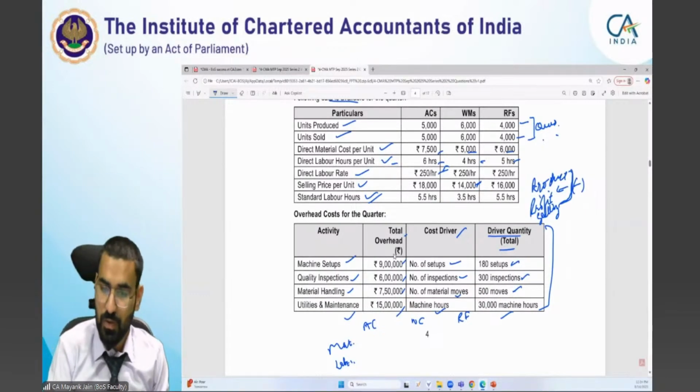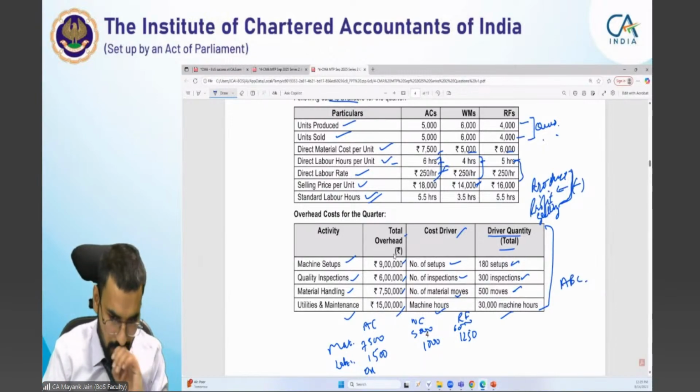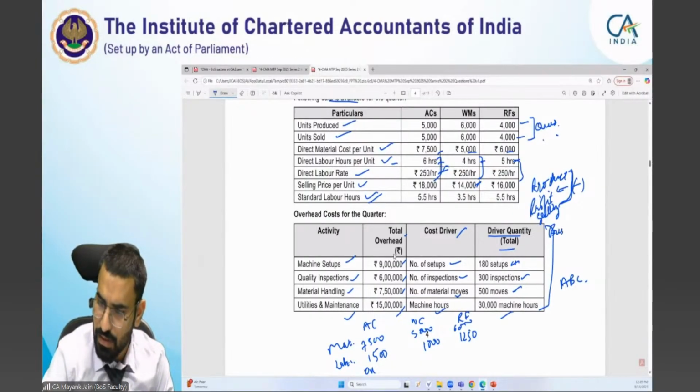और हमारे पास कितने रुपए पर आवर का रेट है वो हमारे पास गिवन है. हमारे पास टोटल लेबर आ जाएगी 6 into 250, 4 into 250, and the 5 into 250, which is 1500, 1000 and the 1250. मटेरियल हमारे पास 7500 हो गया. हमारे पास वॉशिंग मशीन का 5000 हो गया, and the 6000 for the refrigerator. Now we have to calculate the overhead. ओवरहेड हमारा मेन कैलकुलेशन है फॉर ABC. इसमें हमारे नंबर ऑफ सेटअप्स गिवन है, तो हम पर सेटअप कॉस्ट निकाल लेंगे.